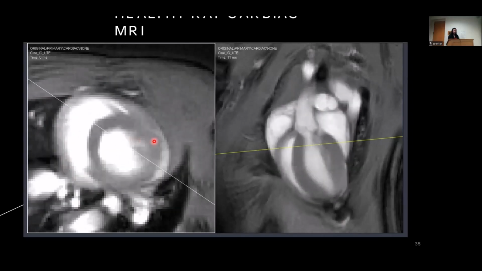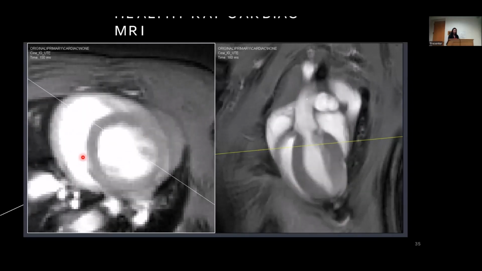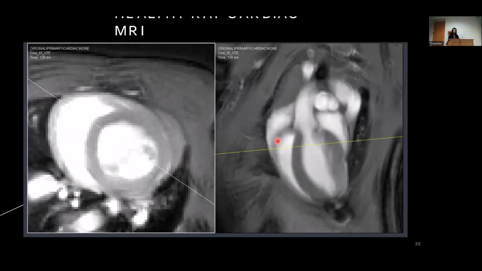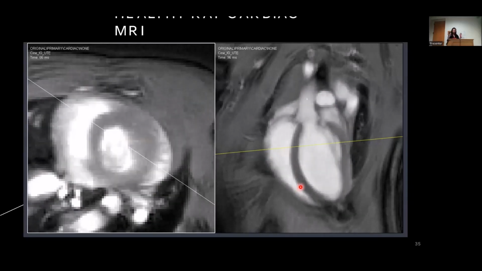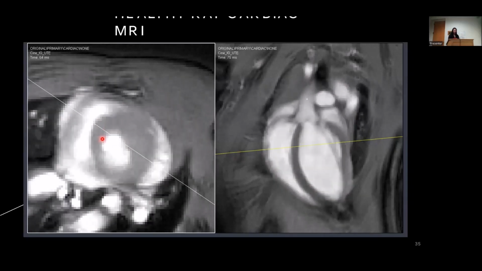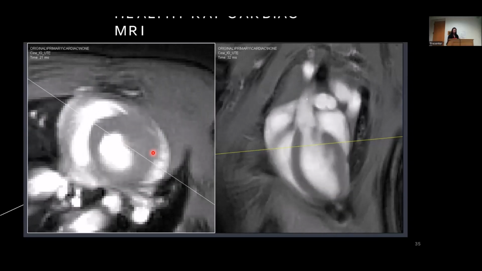So this is a healthy rat cardiac MRI again. As we can see, the right ventricle and the left ventricle are synced up really nicely. They're beating together, and the left ventricle is maintaining this nice round shape.